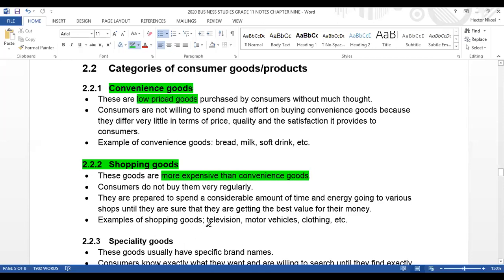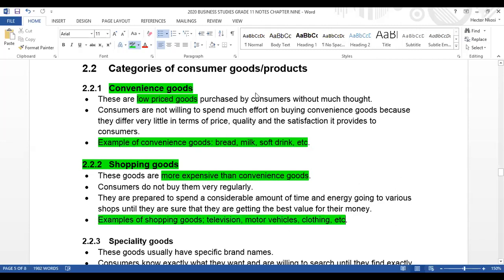Examples of shopping goods are your television, your motor vehicle, your clothing, but your very expensive clothing. We know other clothing can be convenience, it can be shopping, but some clothing is affordable, guys. Here we're talking about your expensive clothing, which will be seen as shopping goods. I hope by now you know the examples for each category of these goods, grade 11. It is very vital for you to know these, as it will help you for your assessments at the end of the year, or the exam.